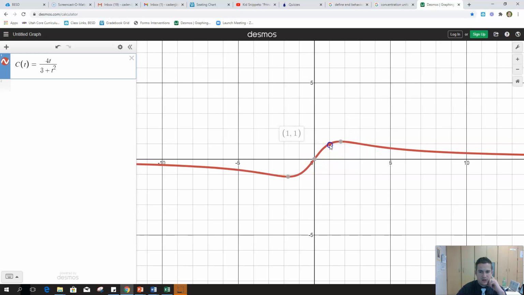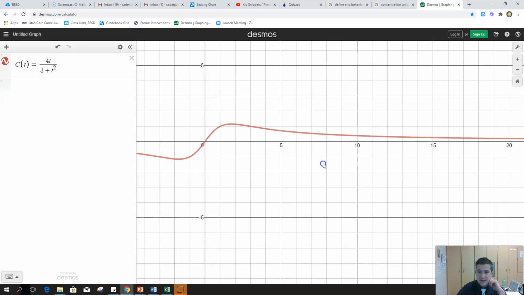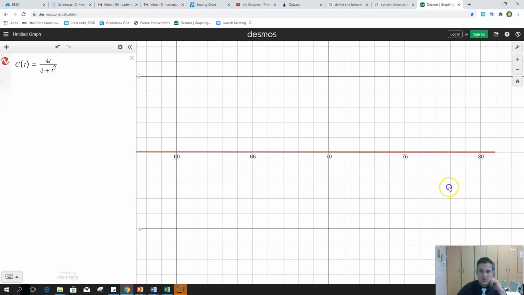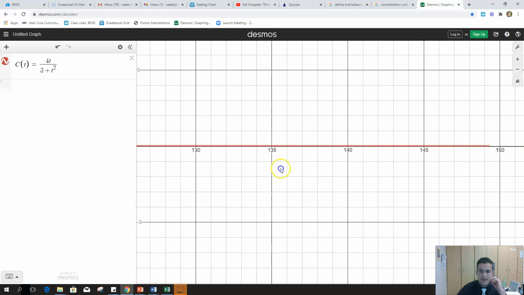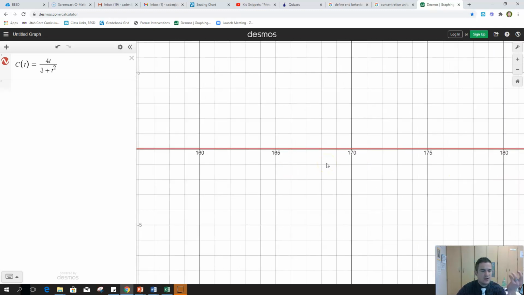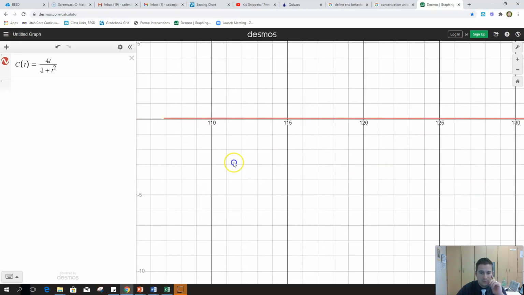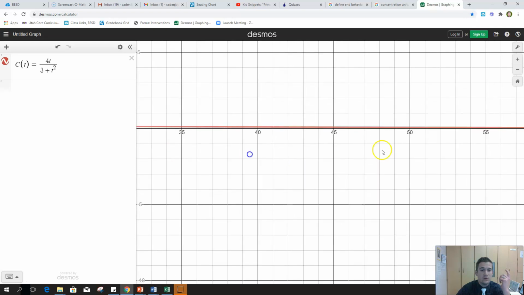Notice right here at 1, when time was at 1 hour, the concentration of the drug in the blood was 1. That's what we found earlier. At 3 hours, the concentration of the drug in my blood was, again, at 1 milligram, so that makes sense. And as time goes on, as I keep going to the right forever and ever, notice that the concentration of the drug in my blood is going to get really, really close to 0. This x-axis, it's going to get really, really close to 0.